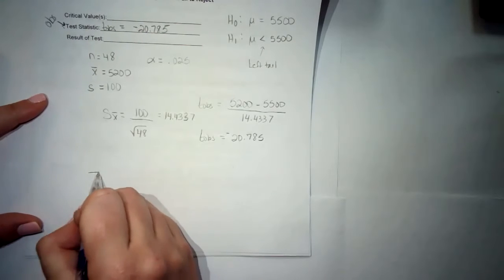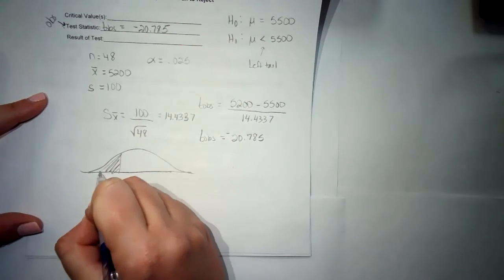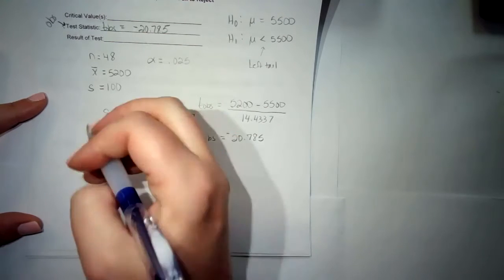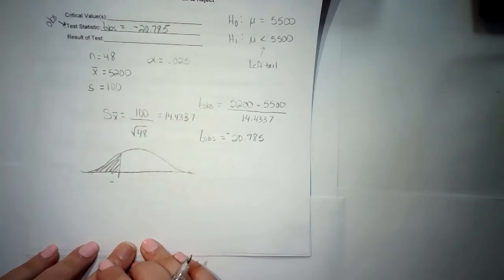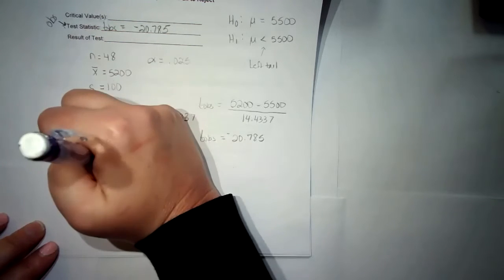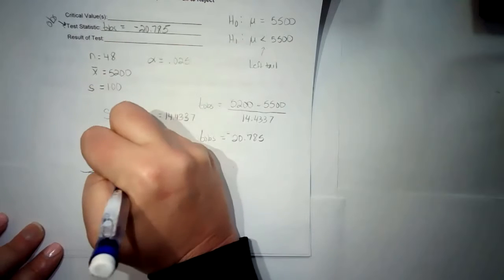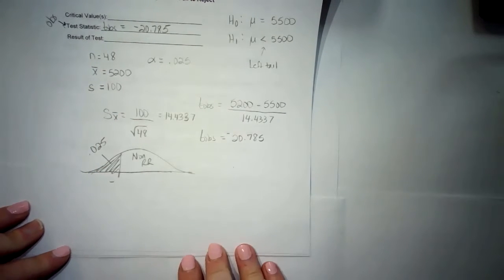Okay, let's draw a picture. It's a left-tailed test, so that means one critical value. And what is my critical value going to be, positive or negative? Negative critical value. And by the way, I only have one rejection region, so alpha is 0.025.